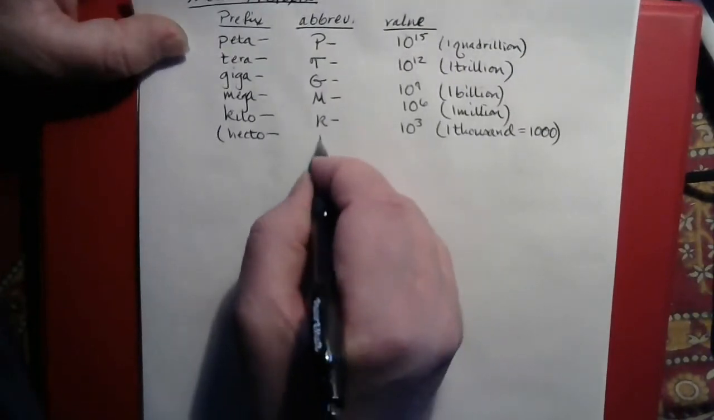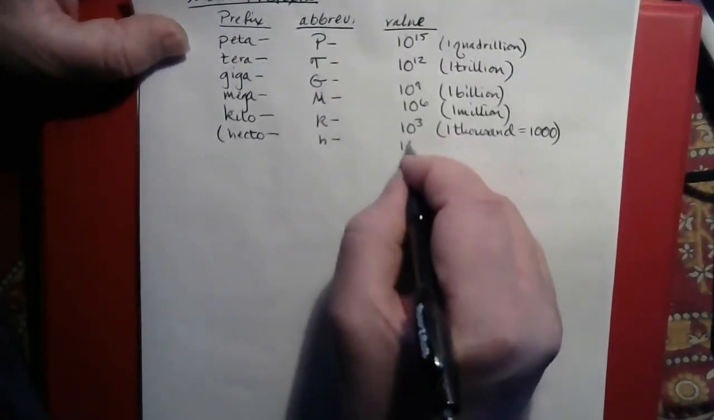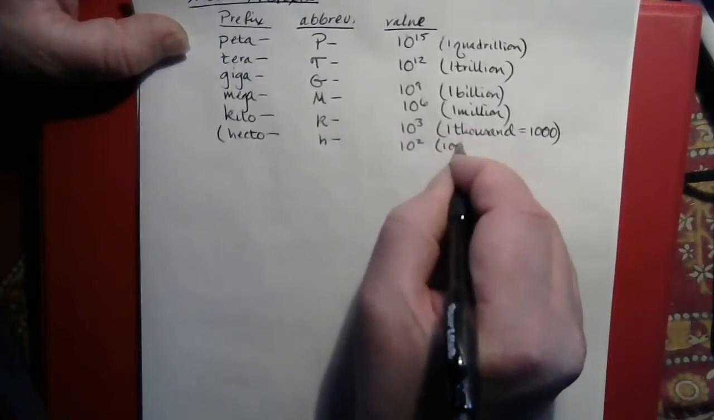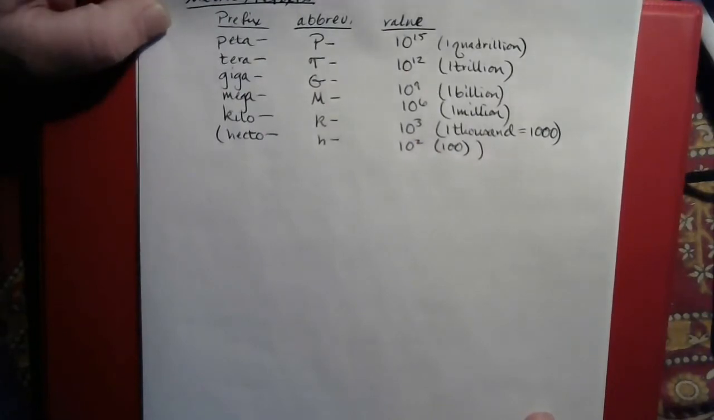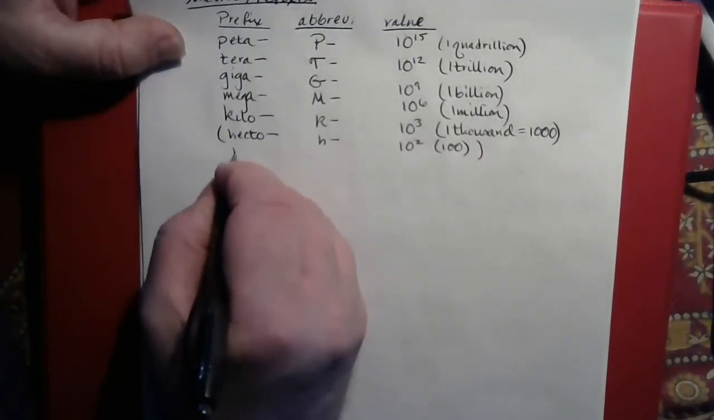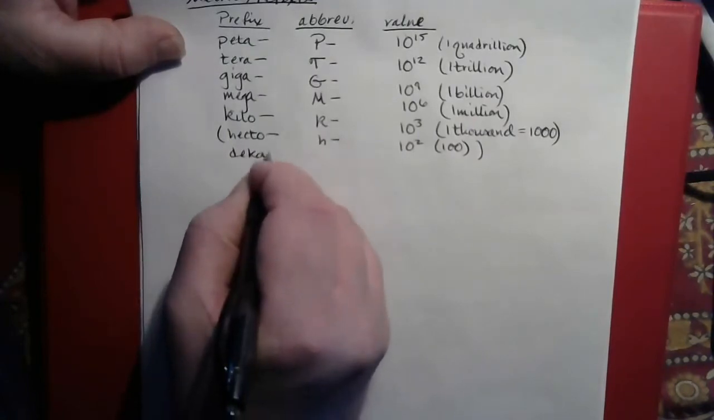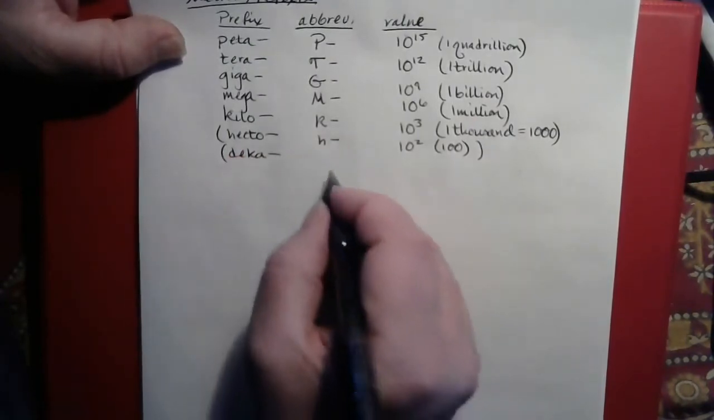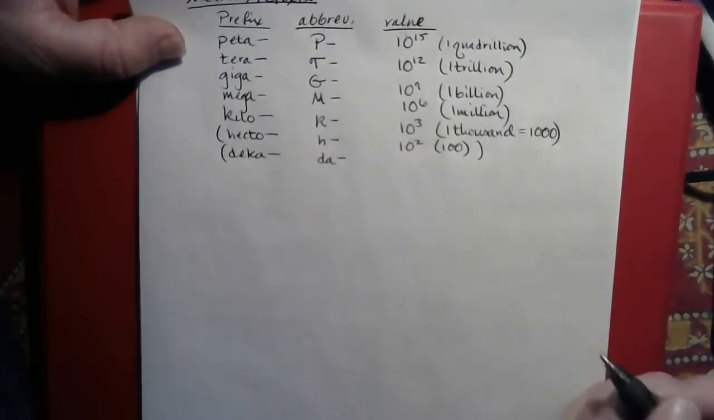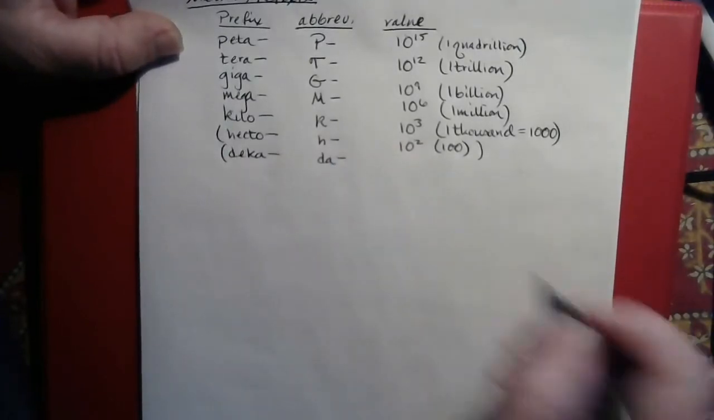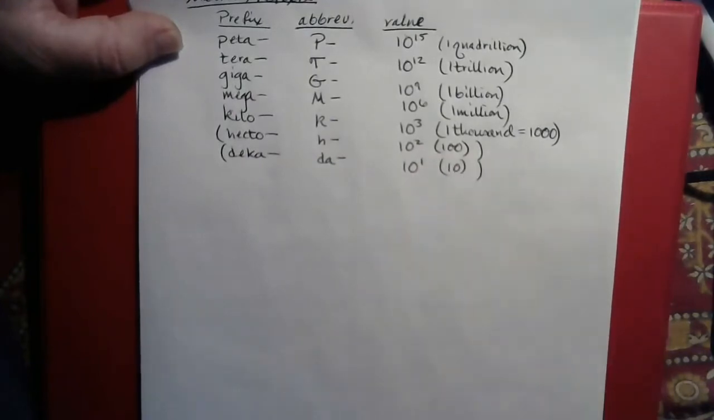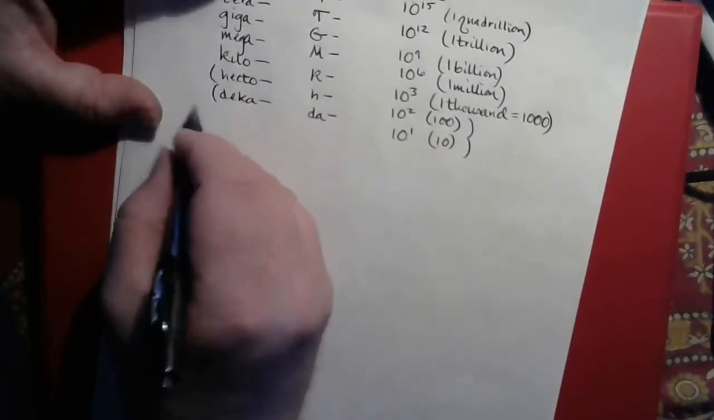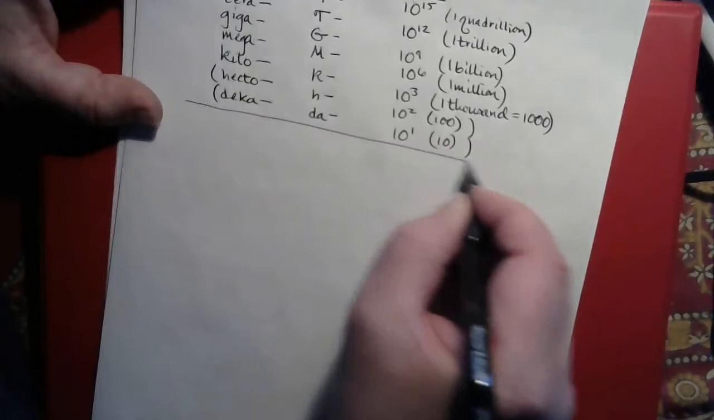Hecto, which is a lowercase h, stands for 100 of something, although I can't remember actually ever encountering that. Same with deca, which has the symbol DA, and that stands for 10 of something. So since we're going by factors of 10, we're now down to the base unit.